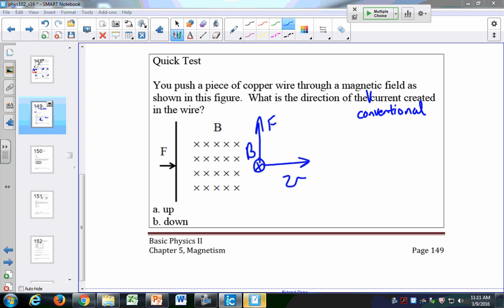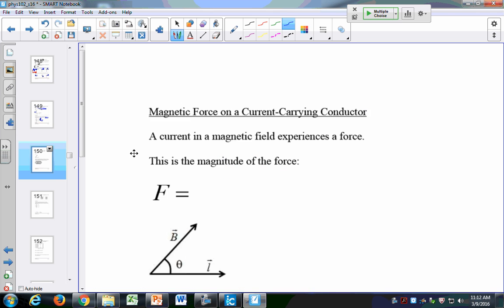Even in your generators, the generators that you use at home for when the lights go out, those just have a big piece of copper wire in them. They coil the wire and they spin it around in a magnetic field. And that generates electricity in that coil of wire. We'll get into that later. But this is the basic idea behind generators.